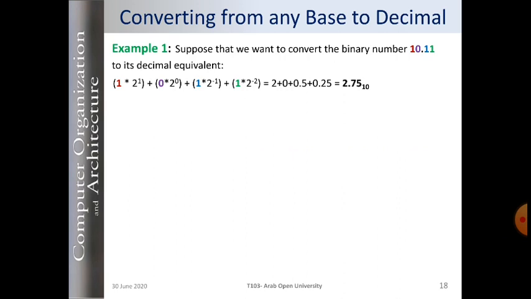To the right side of the binary point, we have the 1 in the purple color. So 1 times 2 to the power minus 1. Then the 1 in the green color times 2 to the power minus 2. After calculations, the result is 2.75 in decimal.